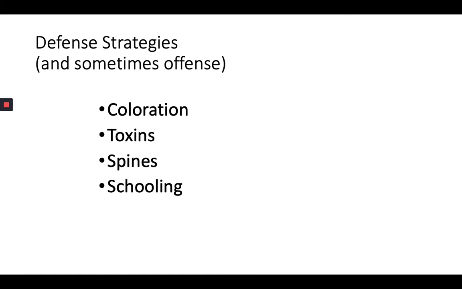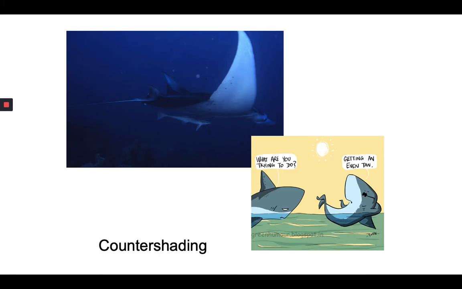So fish have defense strategies, and sometimes they use them for offense. These strategies can be coloration, toxins, spines, and schooling. And we'll go through all of these. So one of the things is counter shading. This is where a fish is dark on the back and light on the bottom. The reason for that is if something is below it looking up, they're seeing the light part of the fish against the light of the sky. And if something is over the top of them looking down, they're seeing the dark against the dark of the bottom.